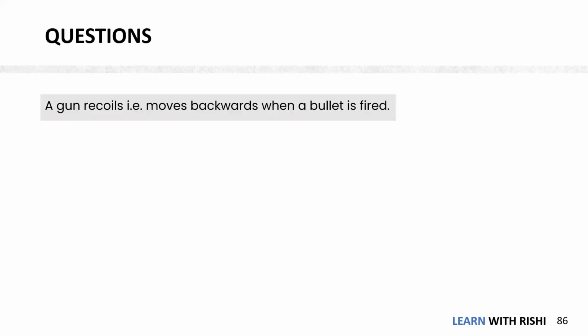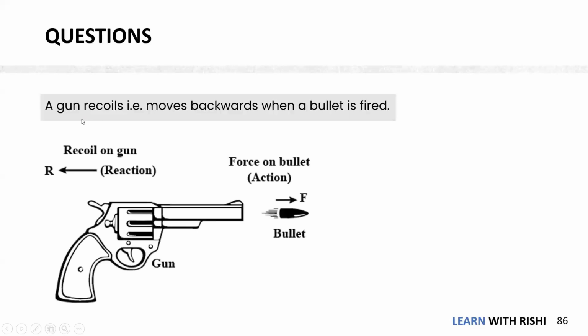So when a gun fires a bullet, the gun puts a force on the bullet and the bullet moves in the forward direction. But the bullet exerts an equal force on the gun, and that's why the gun moves in the backward direction, as you can see in the picture. So when we fire a bullet from the gun, there is a force exerted on the bullet in the forward direction, but that bullet exerts the same equal force on the gun, and that's why the gun moves in the backward direction. So this is the reason for the recoiling of the gun.